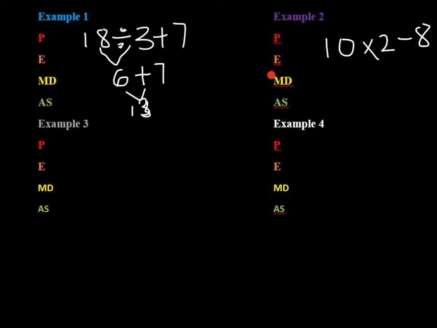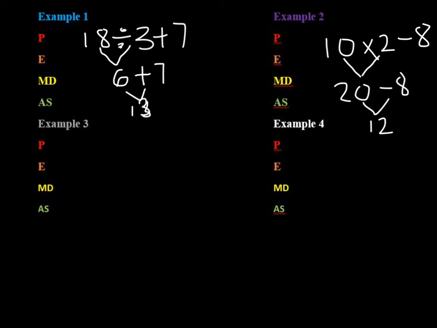Next one, multiplication or division. From the left to the right we go. Oh, we do have multiplication right here. So 10 times 2 is 20 minus 8. And check again, do we have any more multiplication or division? Oh, no we don't. But we do have addition or subtraction. So 20 take away 8 is 12. And that will be your answer.